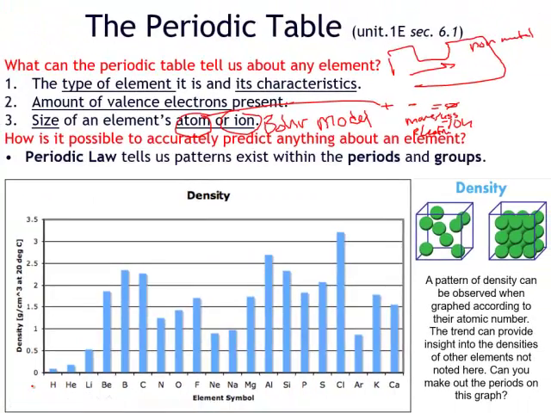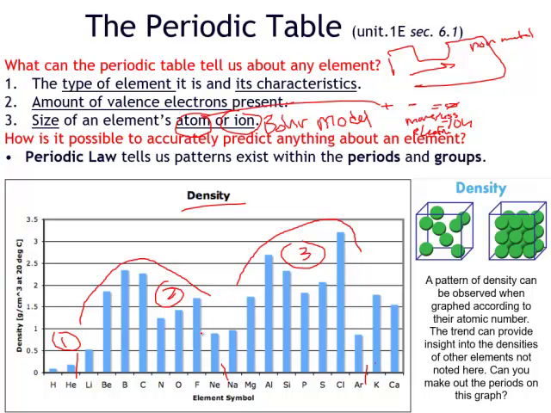So again, how are we able to predict this stuff? It's periodic law. There are patterns that exist within the period and group. So let me show you that idea in this example of a density graph of values listed amongst some of the elements on the periodic table. If we divide this graph into period 1, period 2, and then period 3, we'll find that there might be a pattern that we can see that's similar amongst the periods.